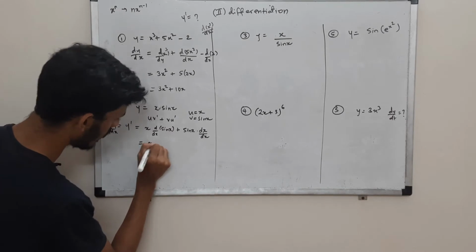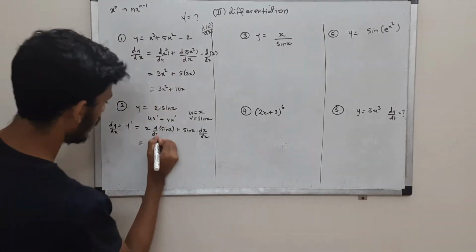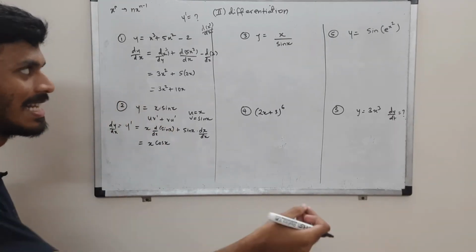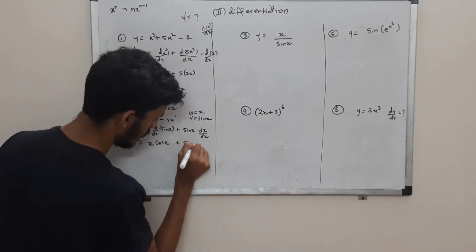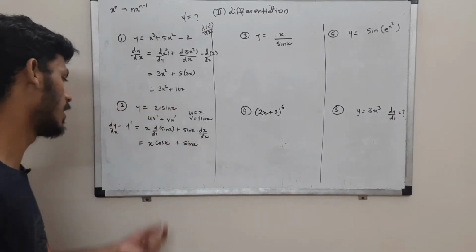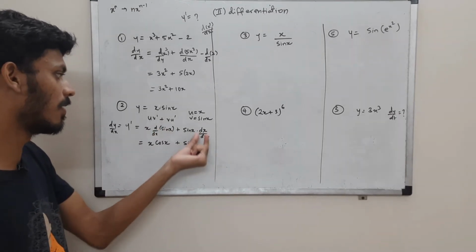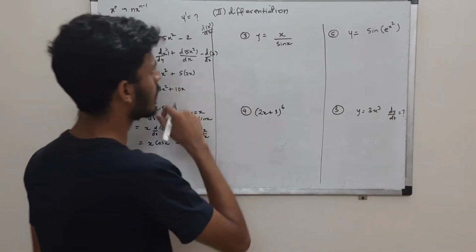So here x, derivative of sin x, minus cos x, no, cos x. The derivative of sin x is cos x. A minus sign will only come if there is a c, for trigonometric ratios. Plus sin x. So x cos x plus sin x. So u into derivative of sin x, which is cos x, plus sin x into derivative of x, which is 1, dx by dx. Let's come to this one now.